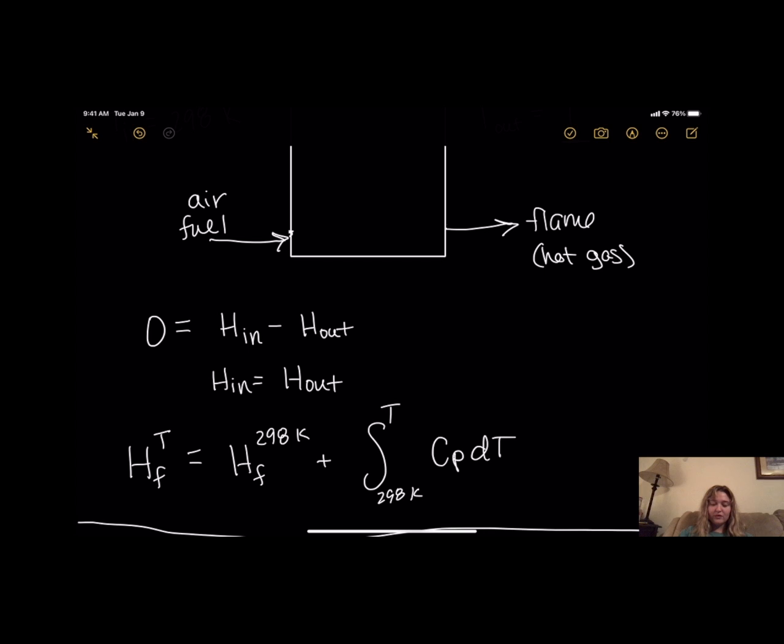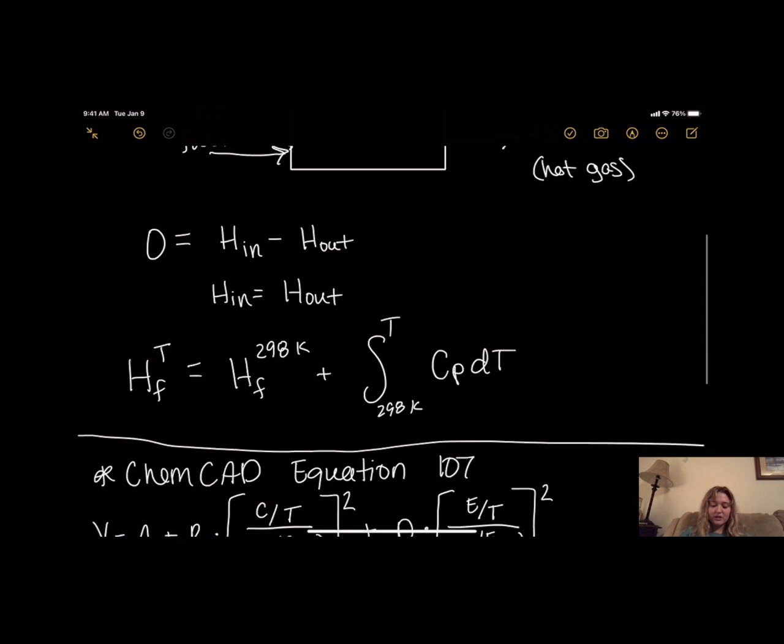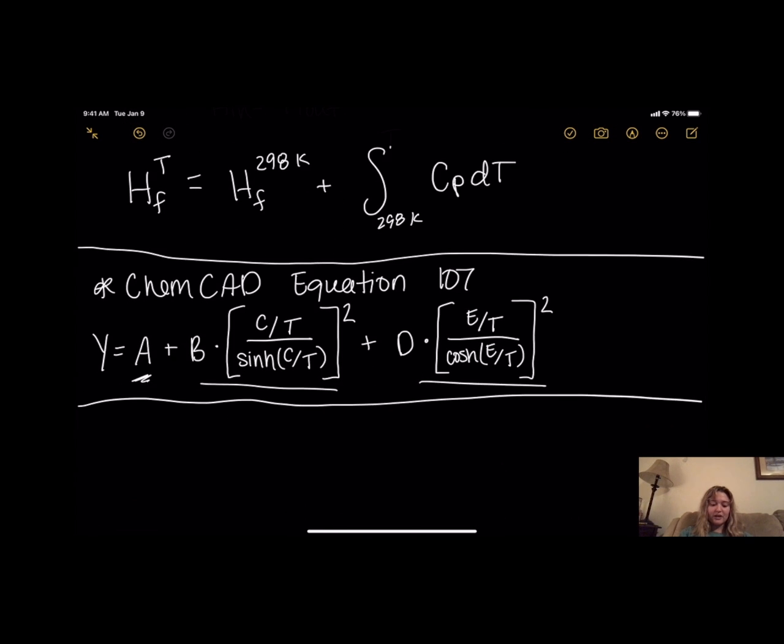Now, in order to solve for this heat capacity value with respect to time, we're going to have to use a certain equation that is called ChemCat equation 107, which I have listed here. Now, this first part, this A value, is going to be relatively easy to integrate. It's just going to end up being A times T. But this section with our B and C and our D and E, that's going to be much more difficult. So I'm now going to transition us to Wolfram Alpha, where we're going to use that to calculate it.